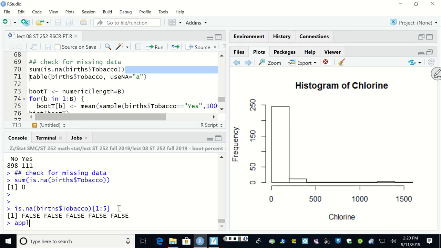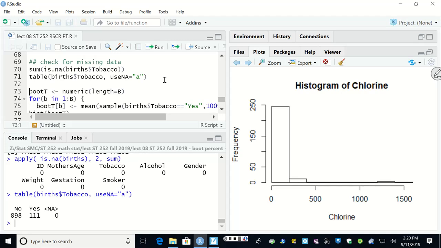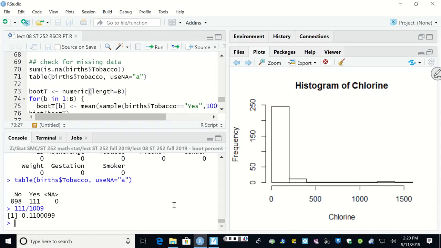Are there any missing values in this entire data set? Nope, nothing's missing, so it's complete data for this one. You can force tables to have a count of missing. If there is missing data, tables usually don't show you; that's just the default. But there's none here, so there's nothing to worry about. The proportion, 111 out of 1009, is about 11% of mothers using tobacco.